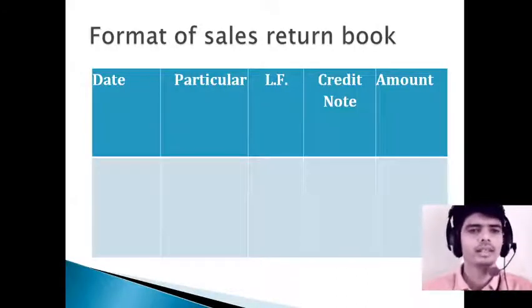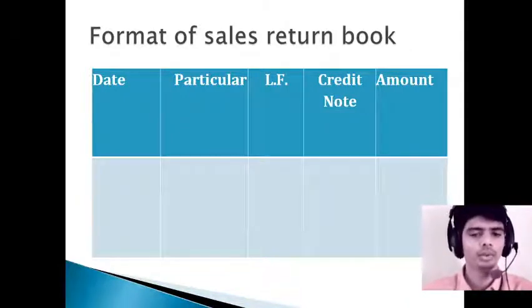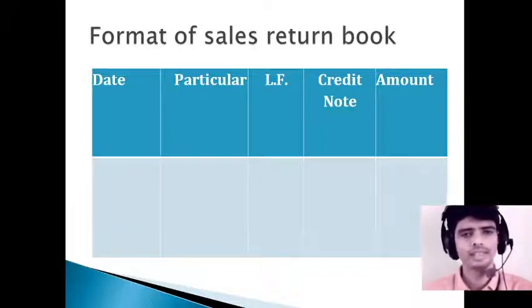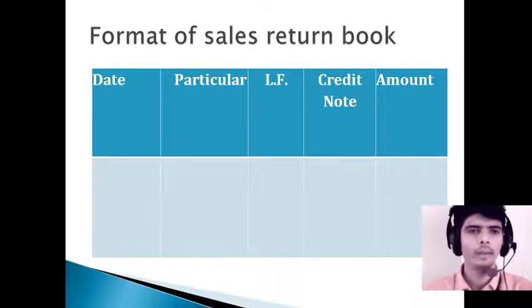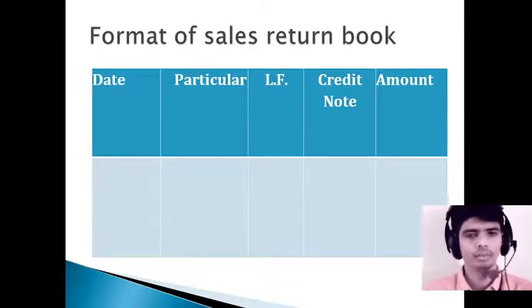Let's try to understand the simple format of the sales return book. As I explained, it starts with the date, particulars, LF, credit note, amount. All this information is necessary to fill in when we prepare the sales return subsidiary book. The credit note is prepared from the point of the seller. Hope you are clear with the purchase return book as well as the sales return book.